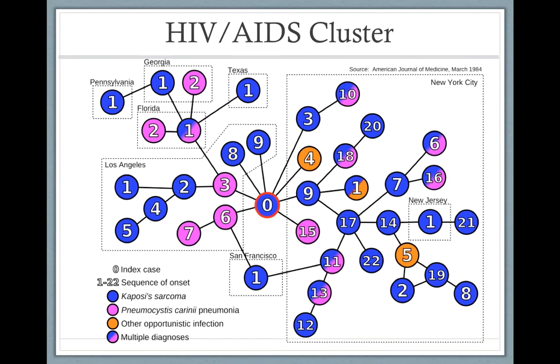We looked at the HIV/AIDS cluster. We saw this in the And the Band Played On video, and this was the cluster with Gaetan Dugas in the center. He was the index case, and each of these people that he had sexual contact with then went out to have their own clusters. So this showed that it was a sexually transmitted disease.